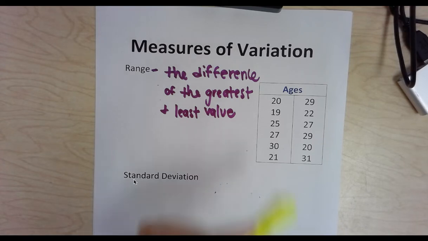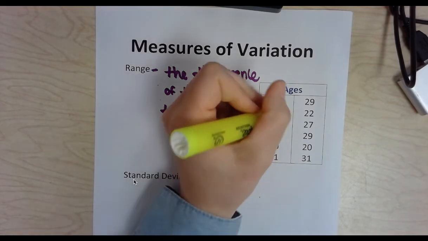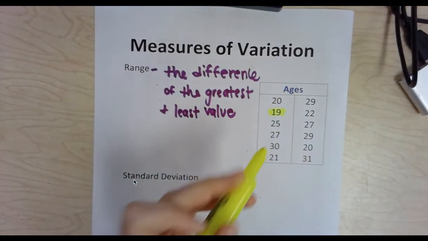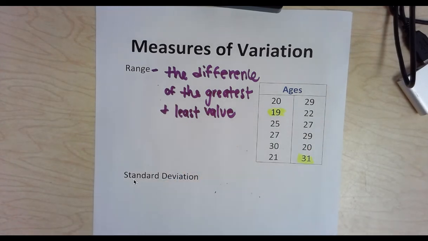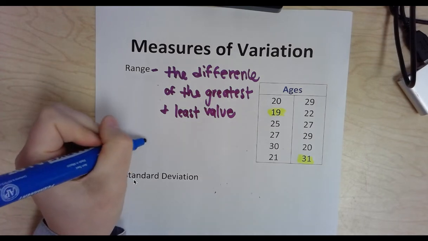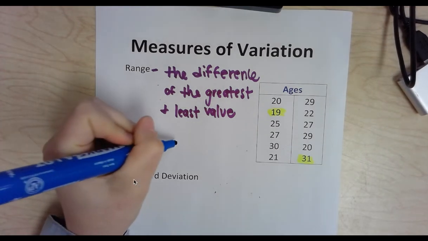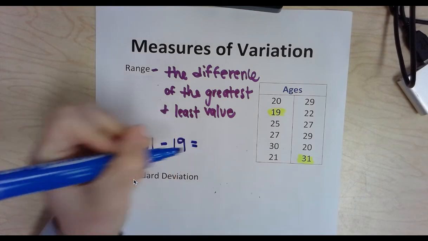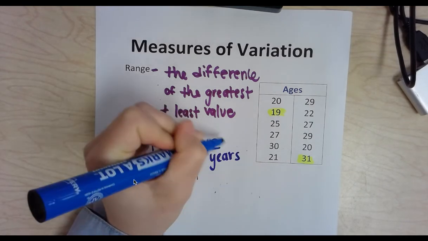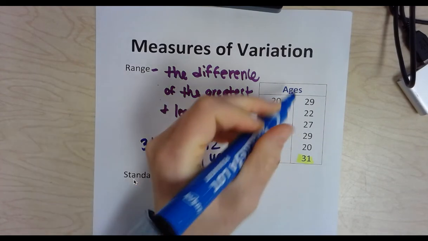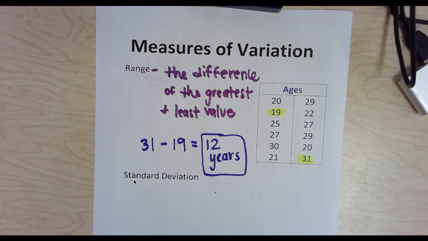Okay, looking through all these ages, the youngest age here is 19 years old, and it looks like the largest number in my data set is 31. So to find the range, I would have to take the difference of the greatest and the least value, and my range would be 12 years. The ages in this data set range anywhere from 12 years old.